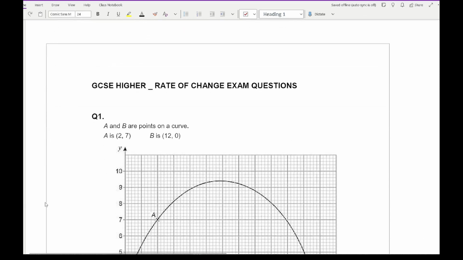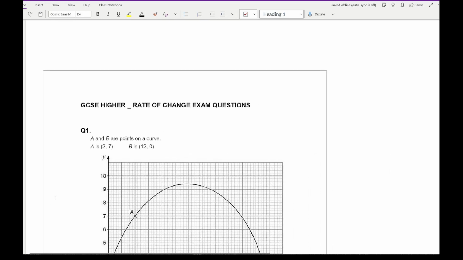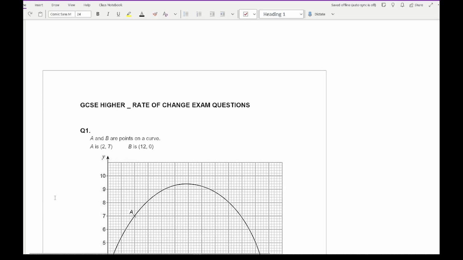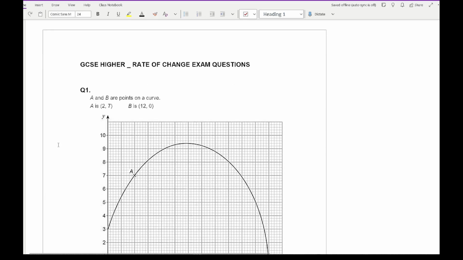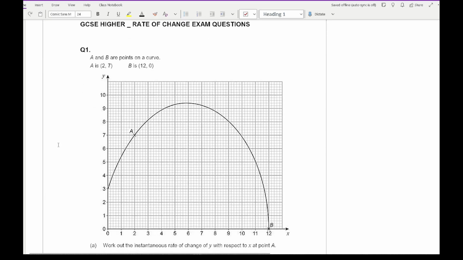Rate of change can appear on both the calculator and the non-calculator paper, so it's worth remembering the technique. You'll be able to use a calculator, but it's not essential. Looking at question 1, A and B are points on a curve, and it tells us the coordinates of A and B.